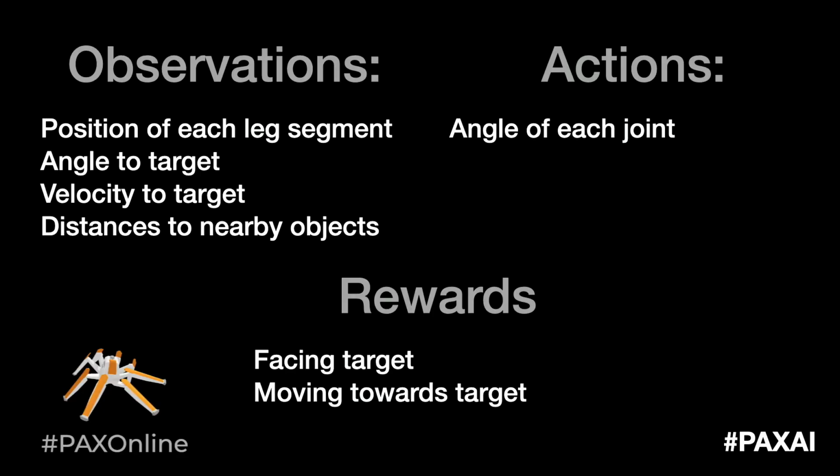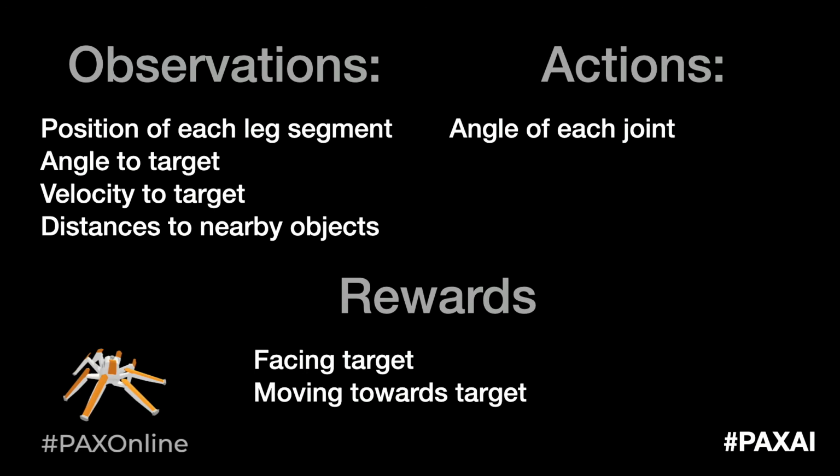So we're going to go back to our observations, actions, and rewards framework. We're going to give it the observations: it knows the position of each part of each of its legs. It knows the angle and the velocity to the target that it's going for. So it doesn't really see so much as it just sixth senses where the cube is. And it also knows distances to nearby objects, so if there are other things that you can collide with in the way. The only action that it has is to change an angle of any joint.